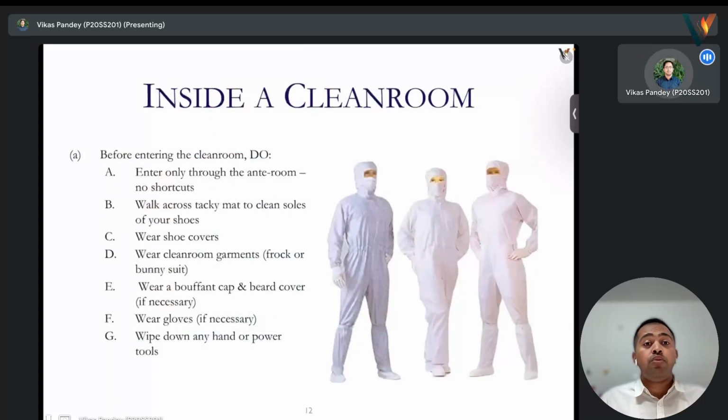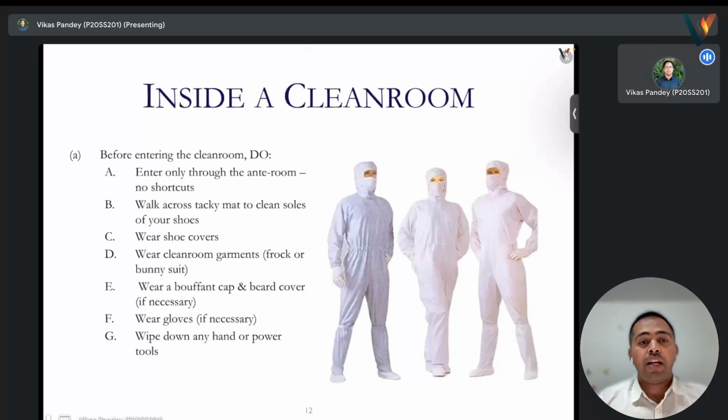So what to do when we are in a clean room? Before entering the clean room, enter only through the anti room. That is a separate room where you are cleaned with a flow of air, to ensure that you don't enter directly. You wear an apron and everything. Not exactly an apron, you should wear the PPE kit itself. There is a bench kept so that you don't directly enter. You have to get over it and then enter.